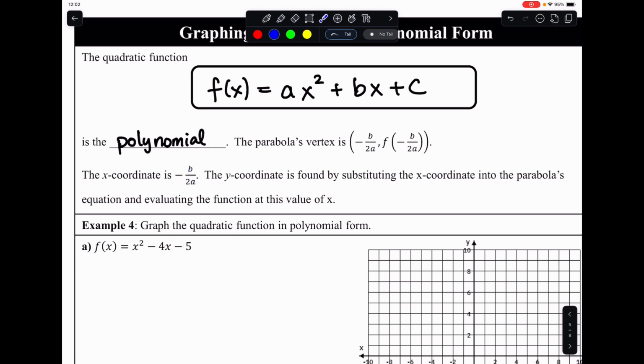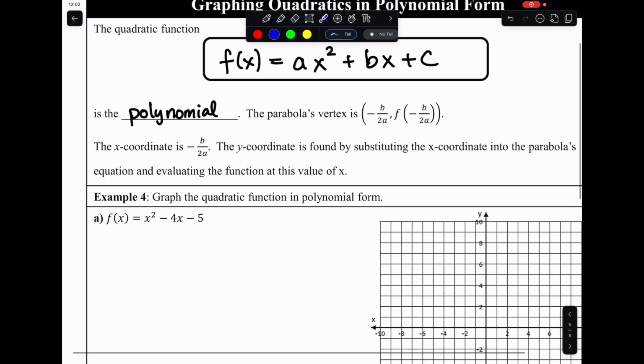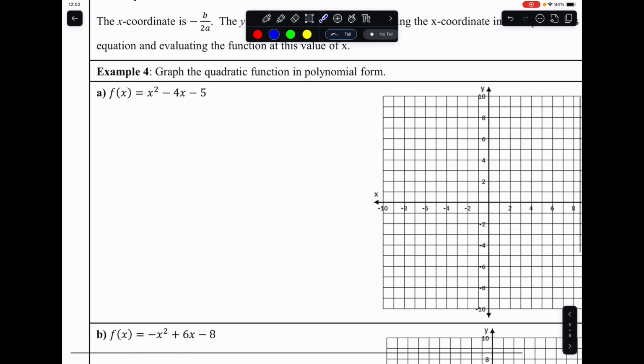Now the way we figure out the y-coordinate is by substituting in. This notation means that we're going to substitute the x-coordinate into the parabola's equation and evaluate the function at whatever x value we get right there. So let's look at an example. Let's jump right in and look at an example of how we can use this equation and graph this equation without using a graphing device.